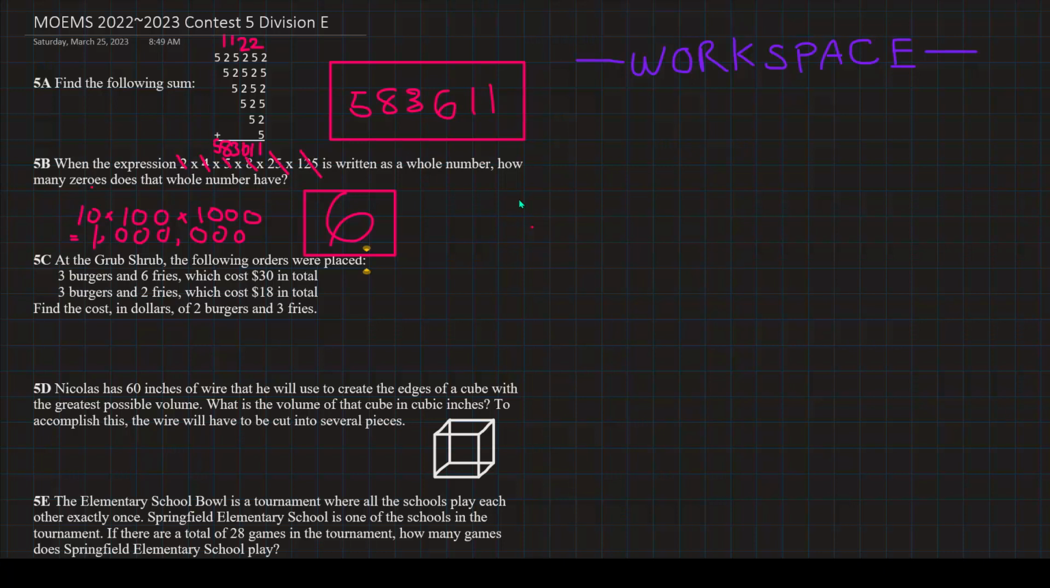At the Grub Shrub, the following orders were placed: 3 burgers and 6 fries, which cost $30 in total. 3 burgers and 2 fries, which cost $18 in total. Now we're trying to find the cost in dollars of 2 burgers and 3 fries. In order to solve this question, we first need to find the individual cost of 1 burger and 1 fry.